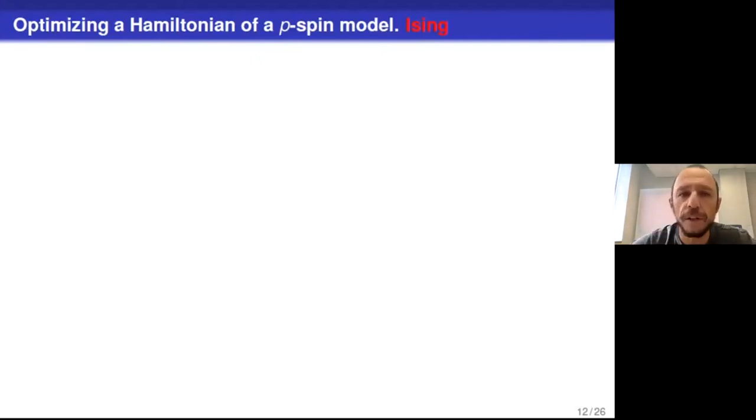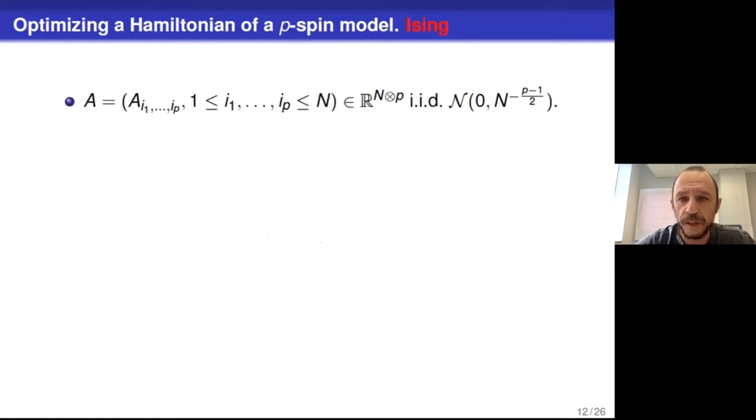Meanwhile, let me introduce now a new kind of optimization problem, that is the problem of optimizing a Hamiltonian of a p-spin model. It appears in spin glass theory, but it's very easy to define. First, let me define the so-called Ising version of this model, and then the so-called spherical version of this problem. So the model is described as follows.